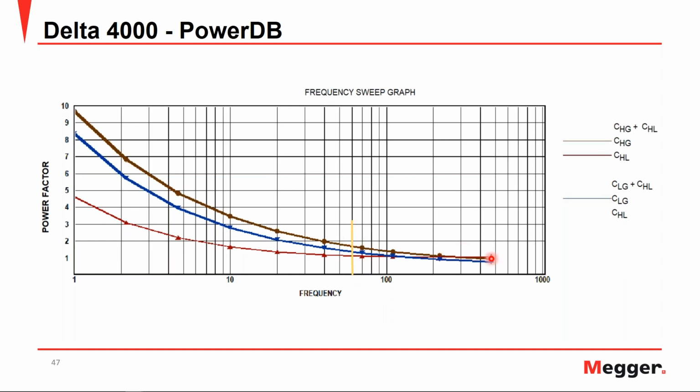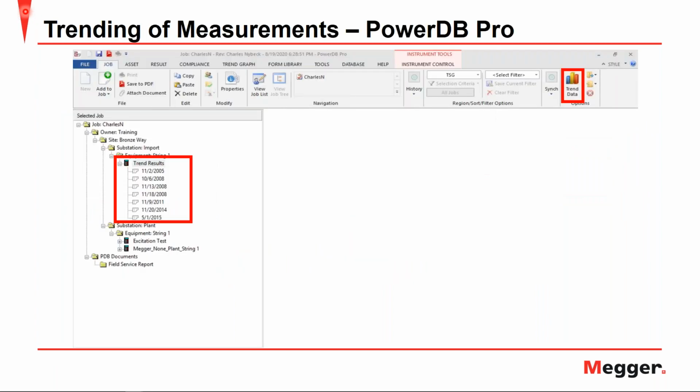So again, this gives you a good illustration of the power factor in relation to frequency, and this 1 hertz sensitivity, or this last decade sensitivity, really gives good insight into the condition of your transformer insulation. Then finally, the last thing I want to cover is to show you the ability of trending. The Delta 4000 or the PowerDB Pro software has the ability to trend results.